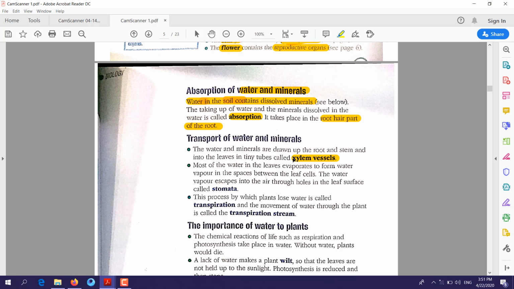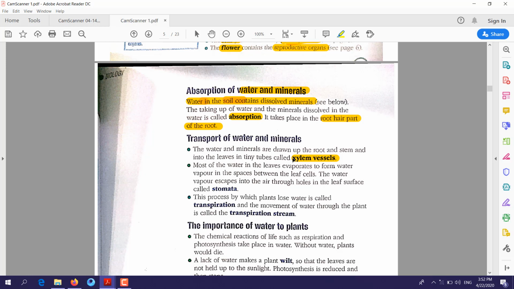We mentioned that the function of the stem is to transport water, minerals, and also food. If we study the structure of the stem, we will see that it consists of tiny tubes. We call them xylem vessels. The function of these tubes is to transport water and minerals.